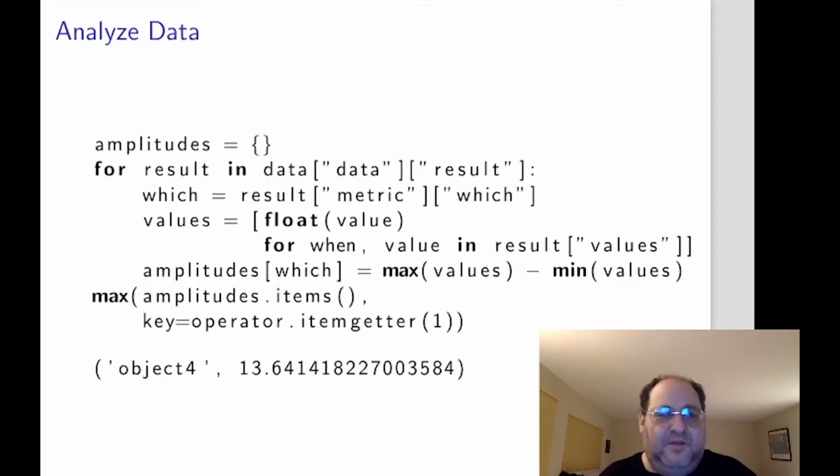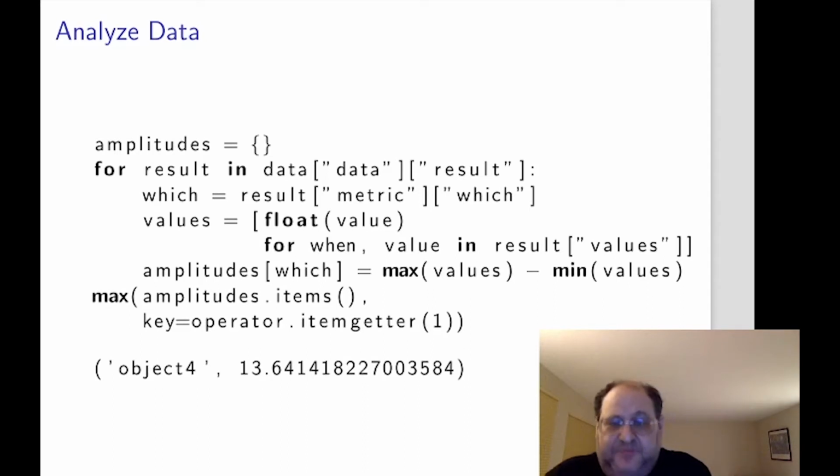So let's figure out the amplitudes. We just grab all the values from each label, get the max, get the min, subtract them, find the maximum, and that's it. We have object 4, and object 4 has the biggest amplitude. Now we know which part of the service is misbehaving. Like I said, it's not homogeneous, so we know which instance of the service is misbehaving.